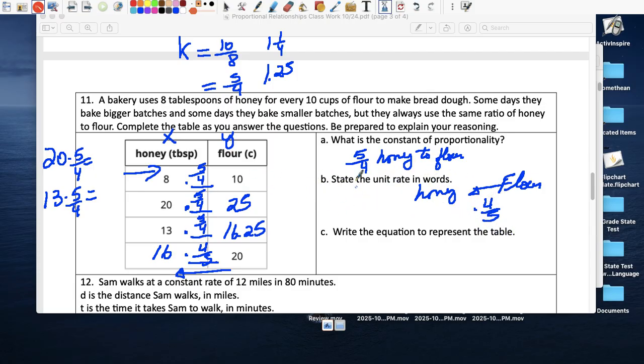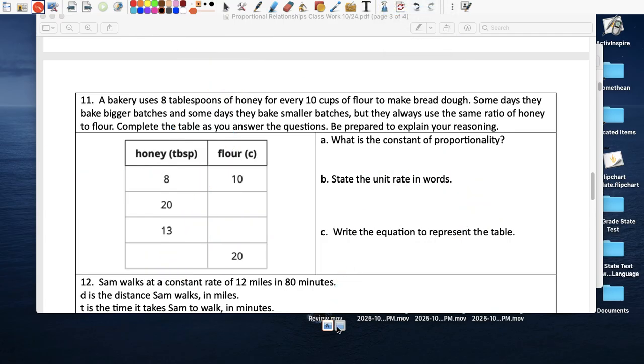Write an equation to represent the table. So here's my first equation. To find y, what did I do to the x to get the y? What did I do to the 8, to the 20, to the 13, to get 10, 25, 16.25? I multiplied all of them by 5 over 4. I multiplied 5 over 4 times all the x values. Okay, we're going to talk about the reverse in the next two problems, or I'm going to talk about it.